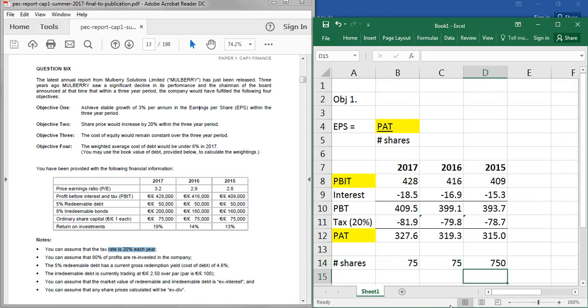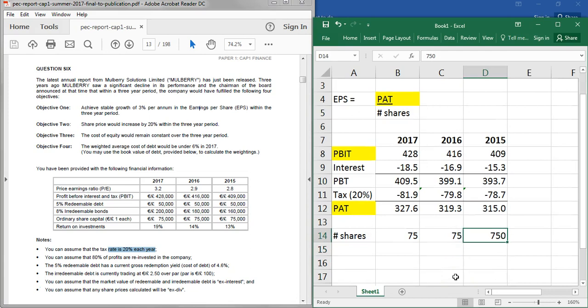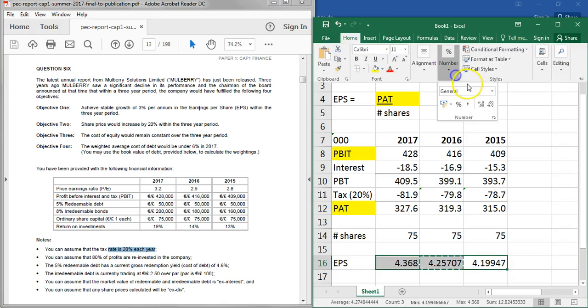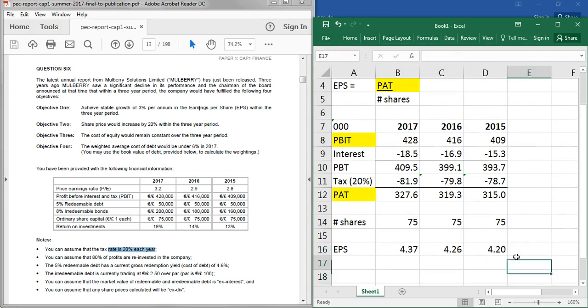Now, notice I've dropped off the zeros to compare like for like. Because I'm using thousands here in terms of euro figures, I drop the zeros off the shares, otherwise you'll come to the wrong answer. So our earnings per share, as per our formula, is 327.6 thousand over 75,000. So it's 4.37, 4.26, and 4.20. So we just do it to one decimal to be consistent. So we now have our earnings per share.